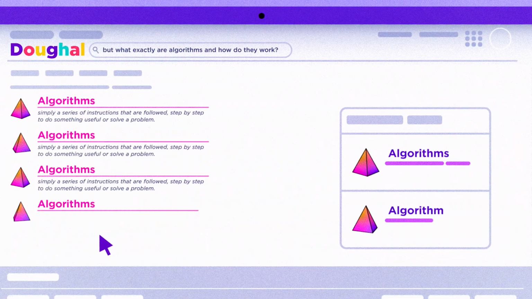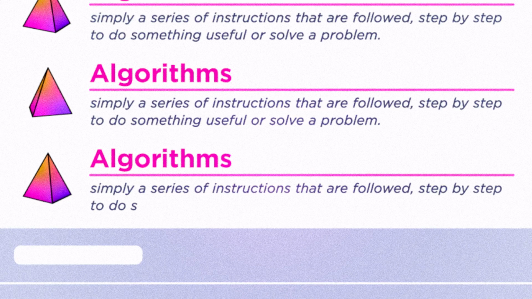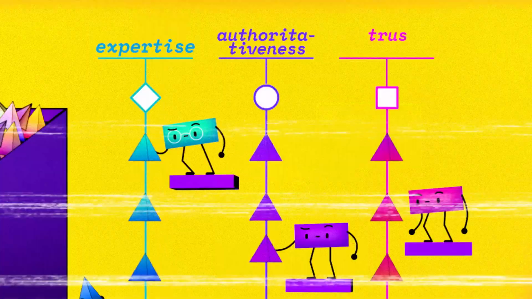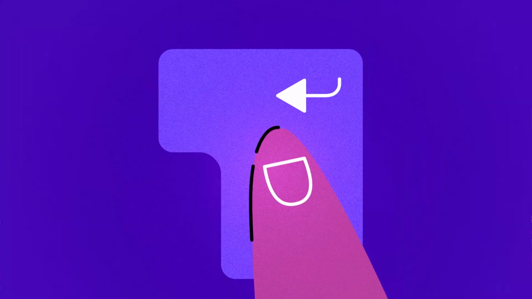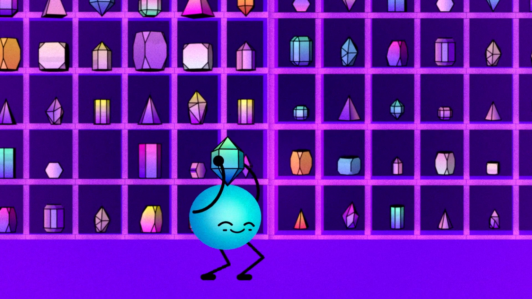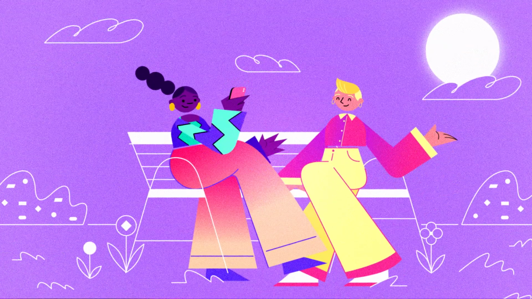Okay, here we go. In essence, algorithms are simply a series of instructions that are followed, step by step, to do something useful or solve a problem. Incredibly, search engine algorithms do all this in a fraction of a second. Algorithms are incredibly useful tools for dealing with large datasets, but are also behind a lot of things we encounter as we go about our daily lives.